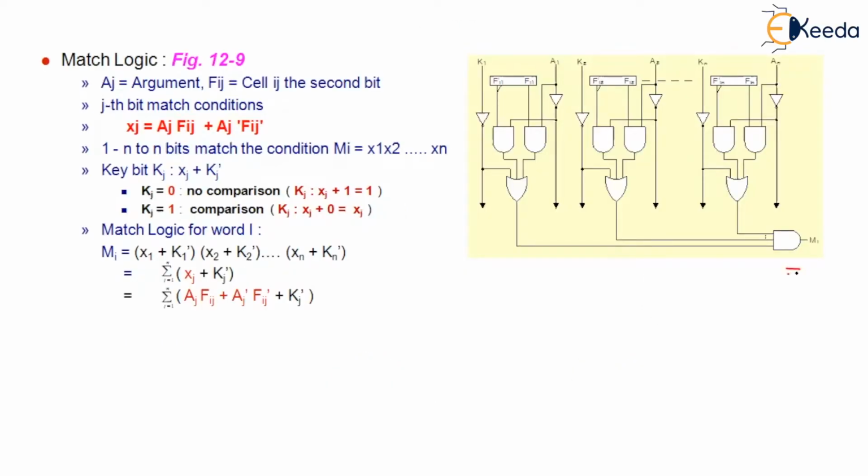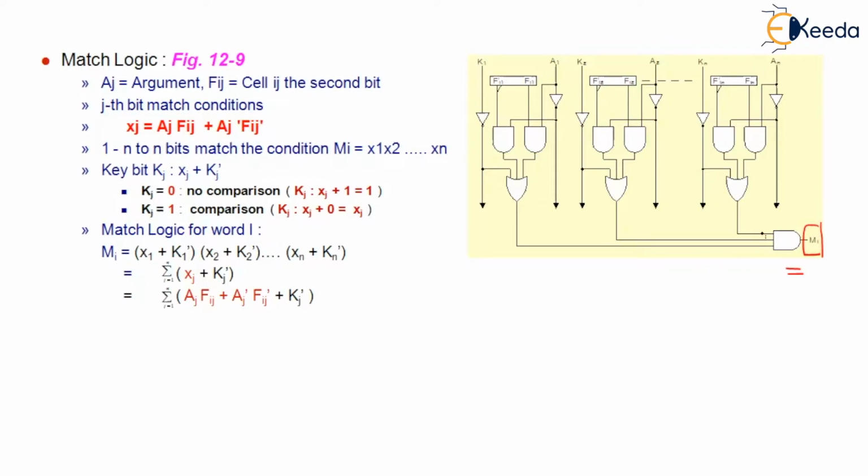This is the match, right? This match register digit must be equal to 1. How can the match register digit be equal to 1? If you have a look at the expression, match is a product, that is the AND of x1 plus k1 complement, x2 plus k2 complement, and xn plus kn complement.